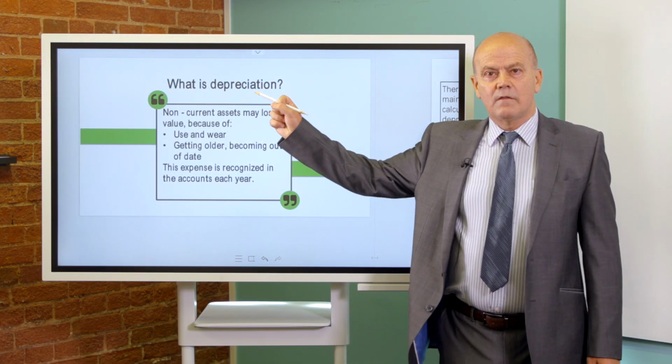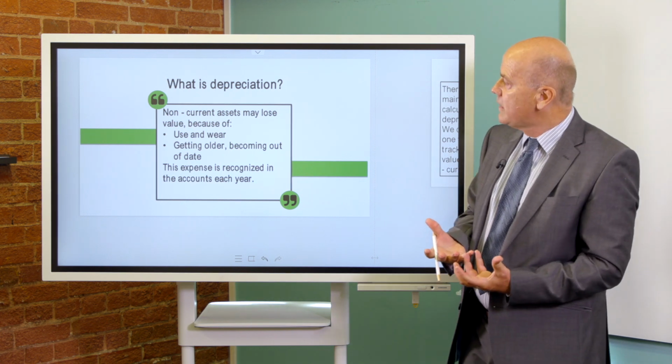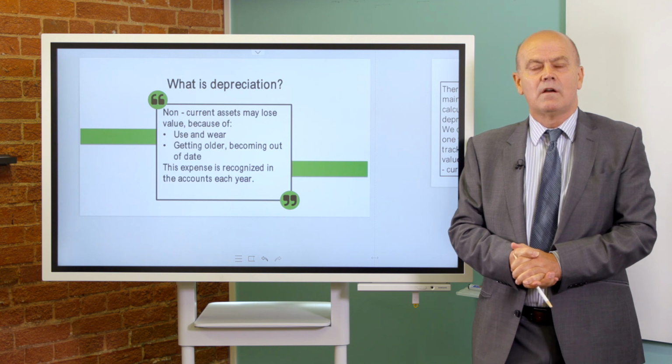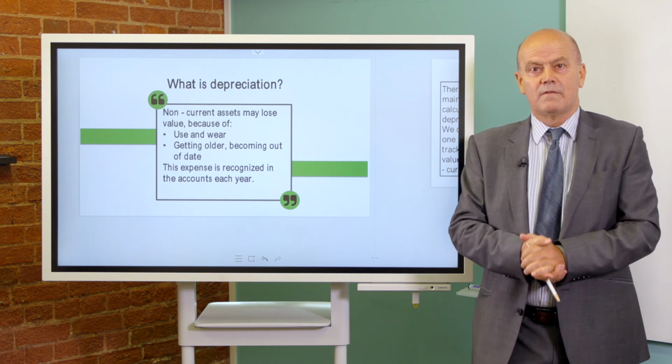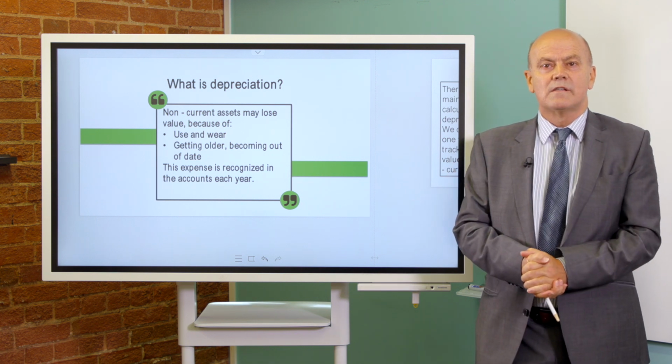Right, okay, so this word depreciation, what we're going to do is explain actually what it means. It's something that you may have seen, may have heard of before. Super important for most businesses. It's quite a large cost in a lot of businesses.